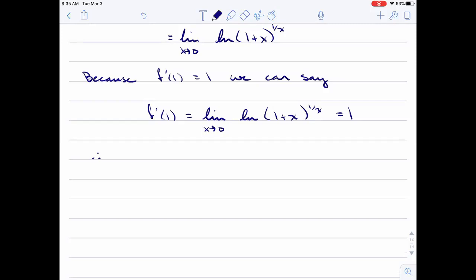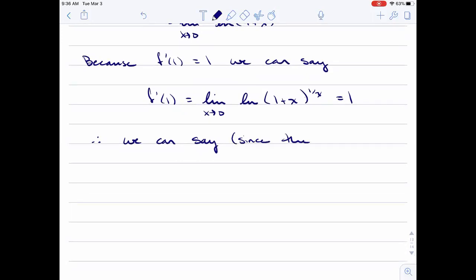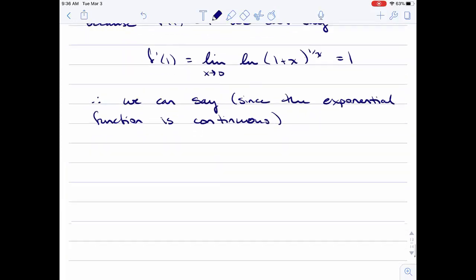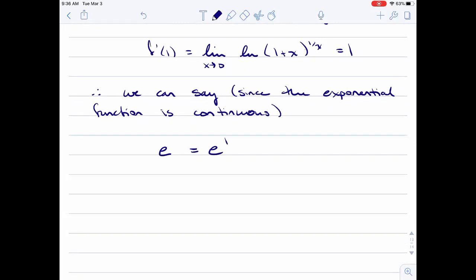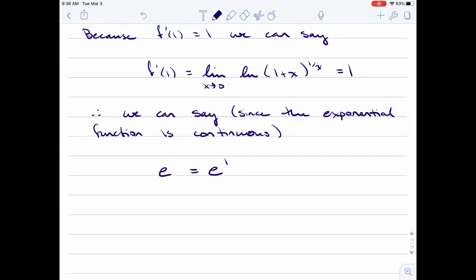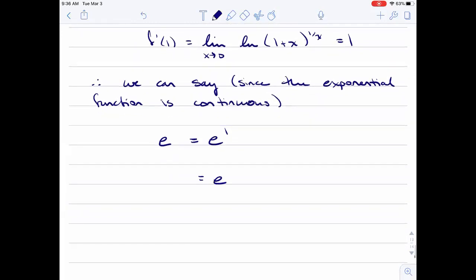Therefore, right? What we can do, and this was the part that I was kind of like, okay, sure, bit of a stretch here, right? But what we can do is, because we know that the exponential function is continuous, right? So therefore, we can say, since the exponential function is continuous, we can start with e can be written as e to the power of 1. Well, now we've got this 1 equals the limit as x goes to 0 of the log of 1 plus x to the 1 over x. So let's replace that. So we get e to the power of that huge limit, that limit as x goes to 0 of the log of 1 plus x to the 1 over x, because that's equal to 1.